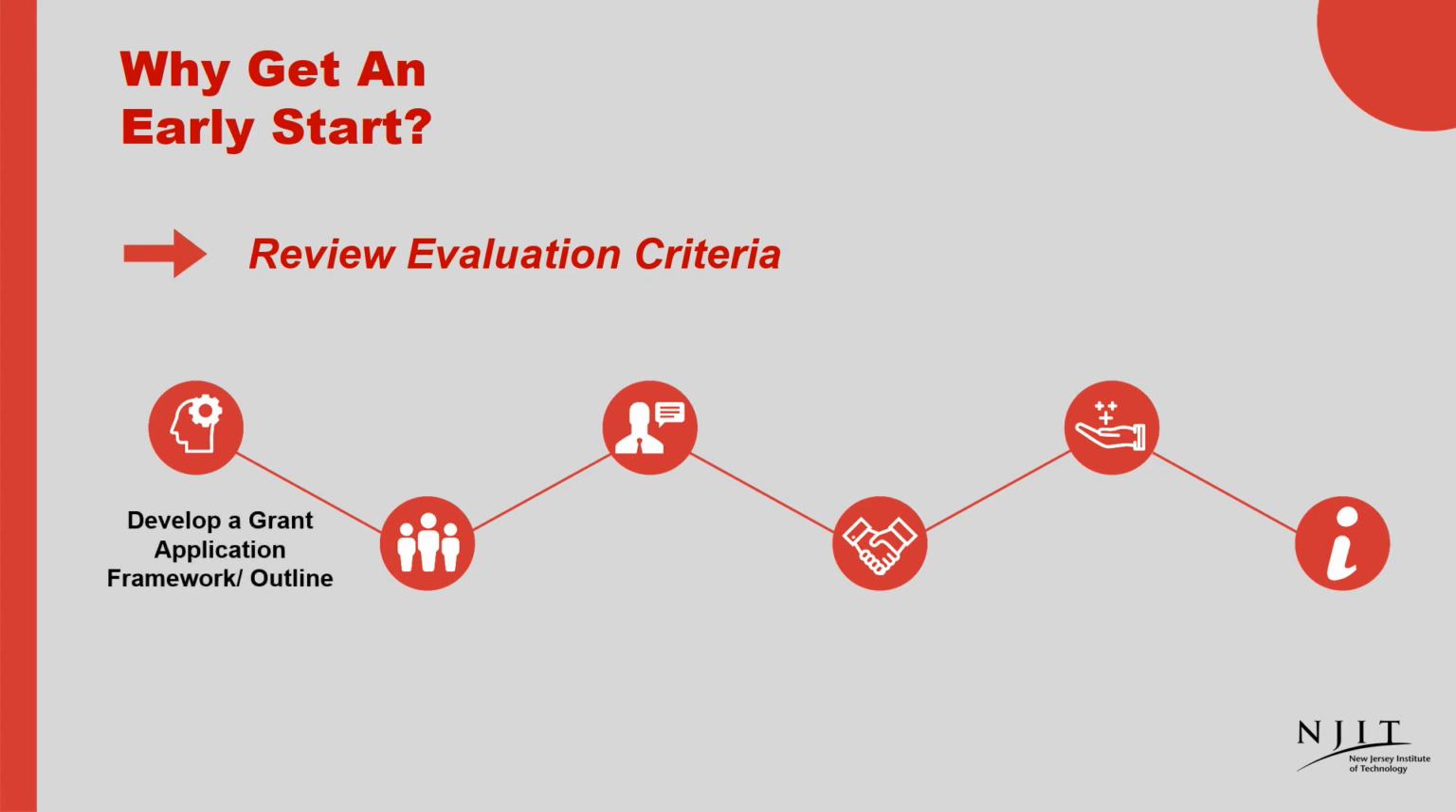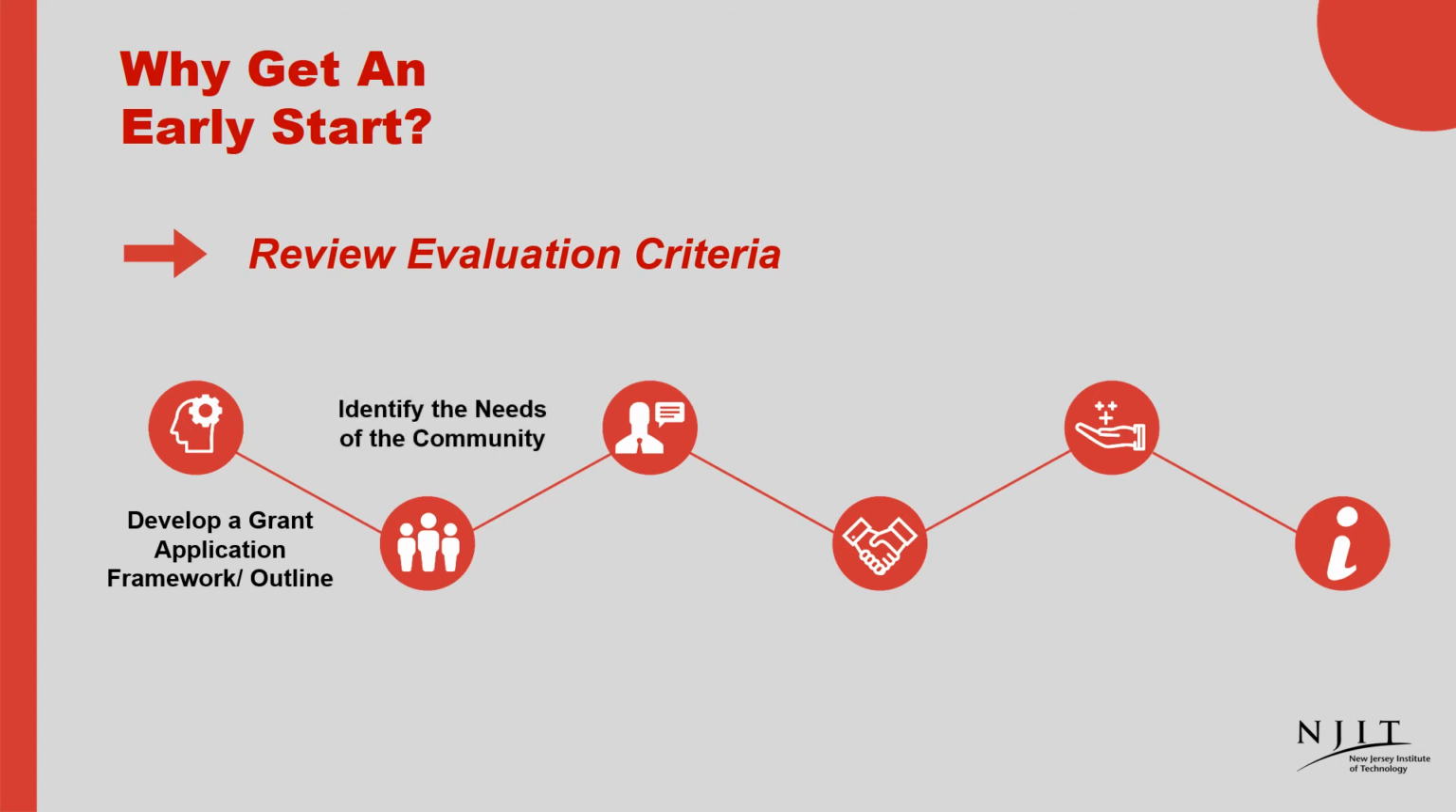Develop a grant proposal framework or outline. Applicants should begin by developing a framework or outline for their grant proposal. Think about the story you want to tell about your community and begin gathering the data needed to tell that story.